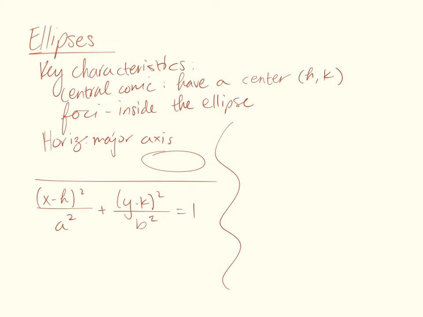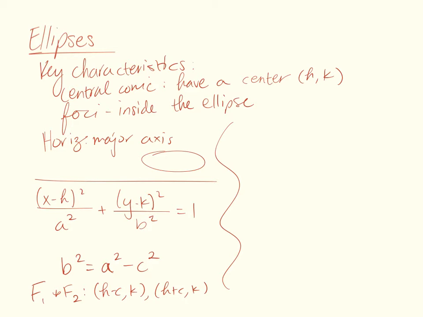The way to figure out a squared and b squared and c squared and their relationship is that b squared is equal to a squared minus c squared. And then for the foci, which I label F1 and F2, with the horizontal major axis, it's (h minus c, k) and (h plus c, k). So the k's stay the same, and we are growing horizontally because it's the horizontal major axis.